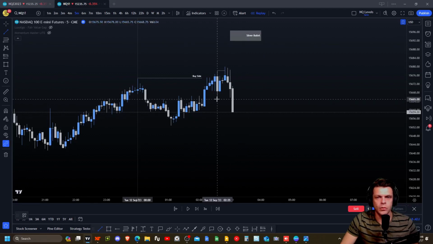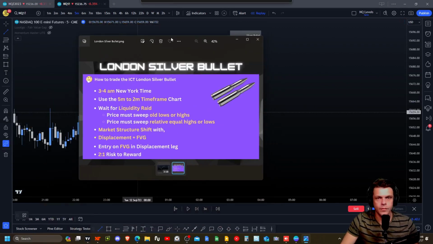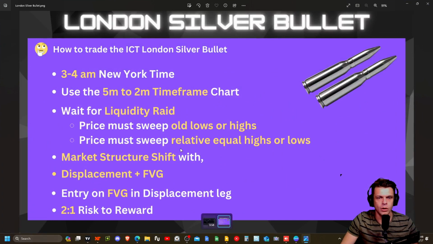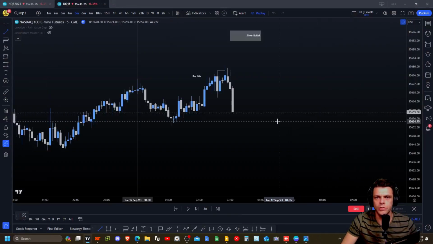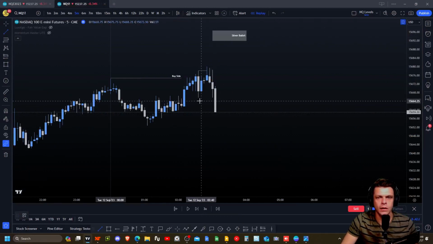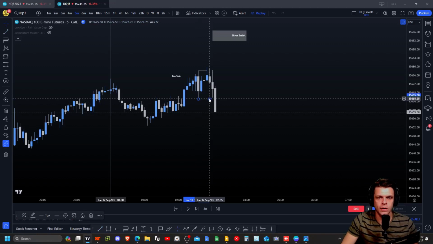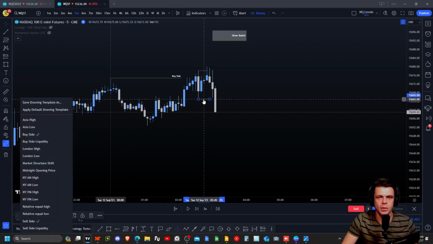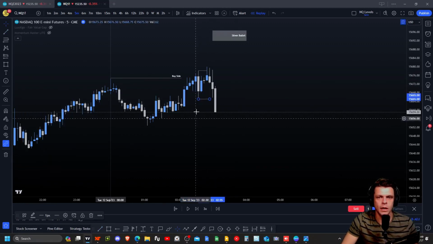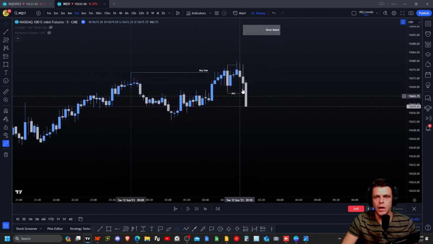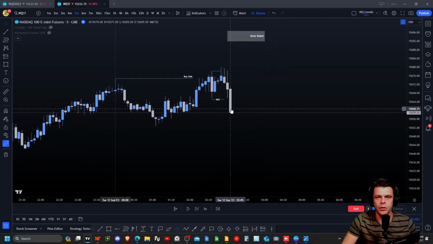The next thing that we look for is the market structure shift. So after the liquidity raid, we want to see a market structure shift. For that, we have to look at the very last higher low. We have that right here. So if we displace below that low, that will be a bearish market structure shift. And now we want to see a fair value gap form right here.